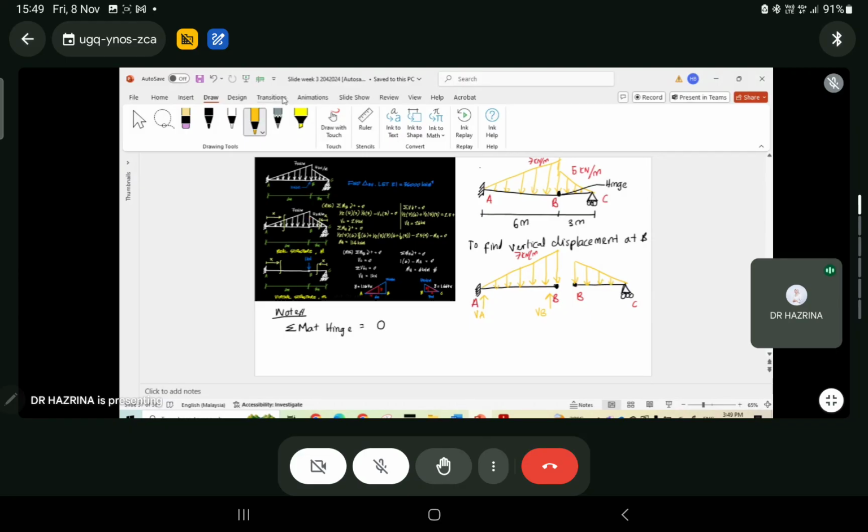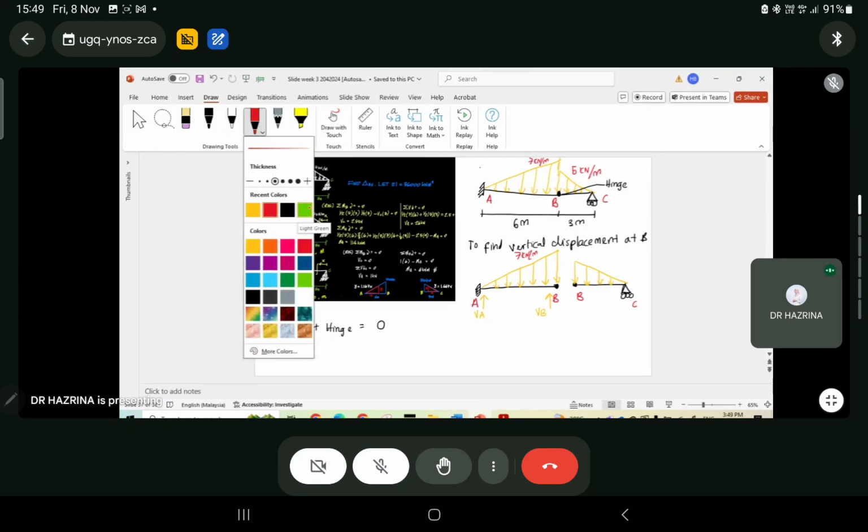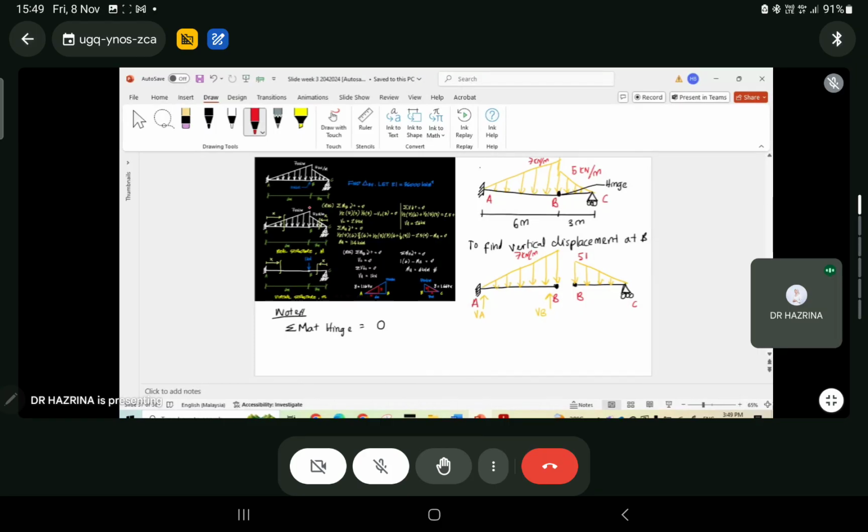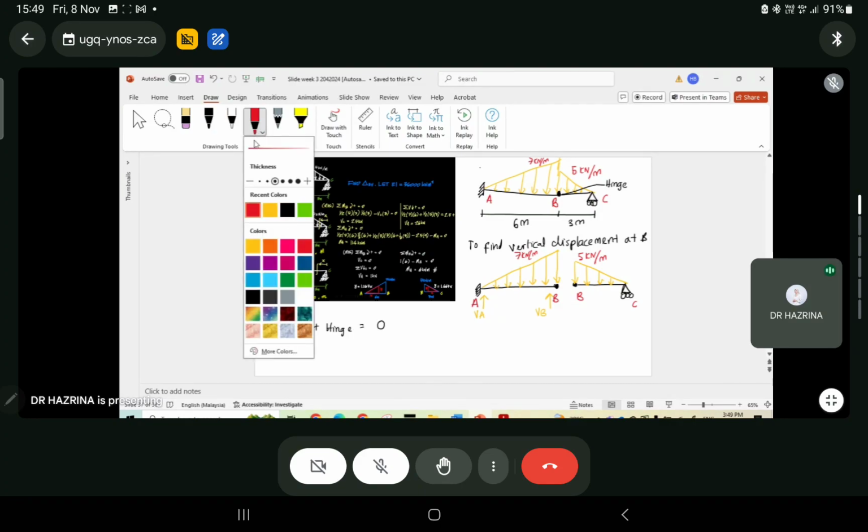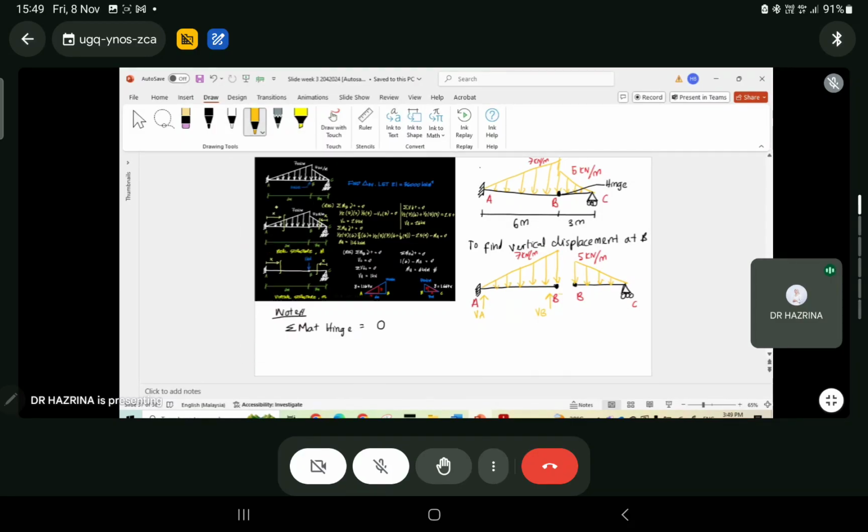So here, what is the load? The load is 5 kilonewton per meter. So when you actually cut the sections, okay, you will have VB, and then you will have moment. Okay, you will have moment. So I will make the moment into the other colors so it will not confuse all of you.